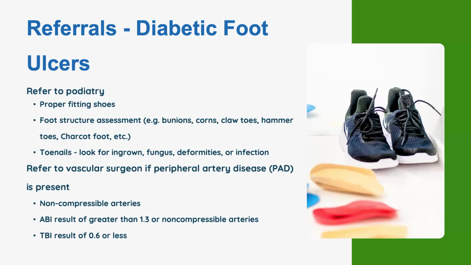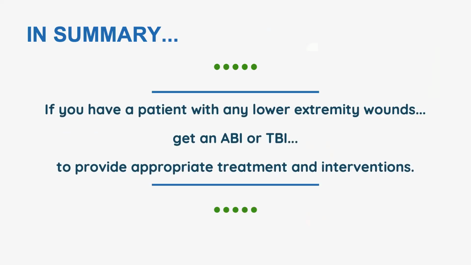Again, patients with diabetes, diabetic foot ulcers, and peripheral artery disease should be seen by a podiatrist and or a vascular surgeon. So in summary, if you have any patients with lower extremity wounds, we recommend to get an ABI or a TBI so that we can not only clarify any questions with the etiology of the wounds, but in order to provide the appropriate treatment and intervention.